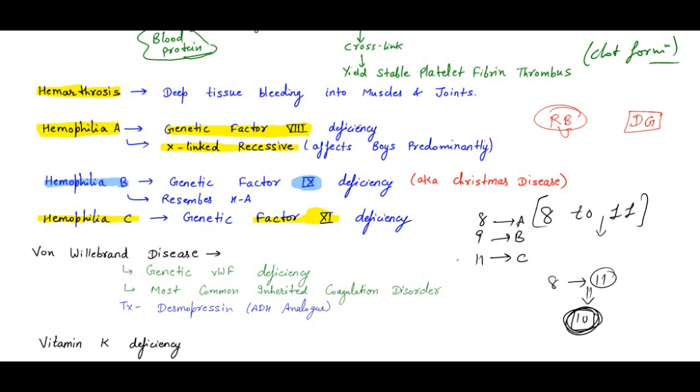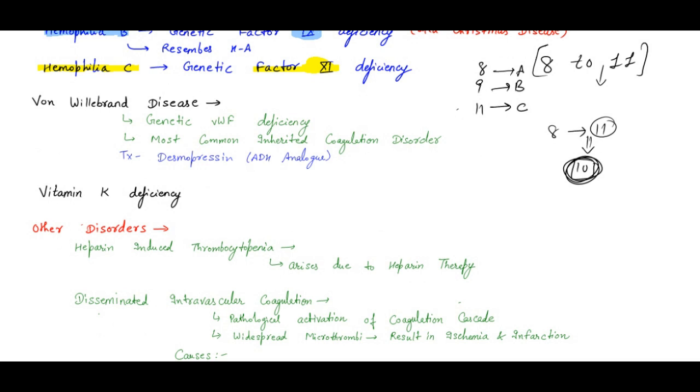Then the next disease about secondary hemostasis is von Willebrand disease. Von Willebrand disease means VWF. The VWF gene will be deficient. It is the most common inherited coagulation disorder. And the treatment we use for von Willebrand disease is desmopressin, an ADH analog.